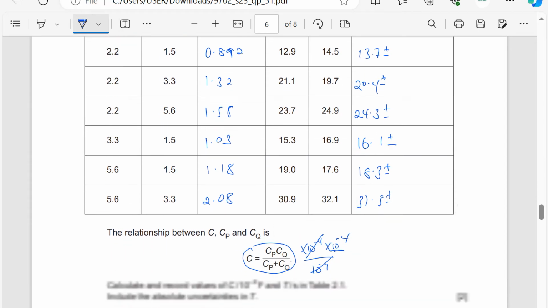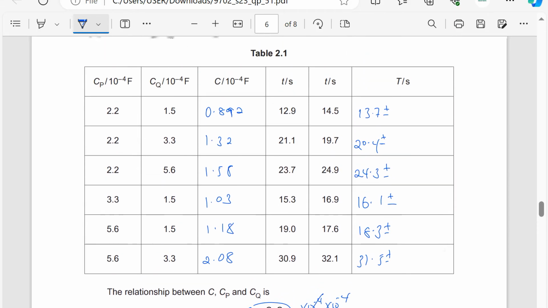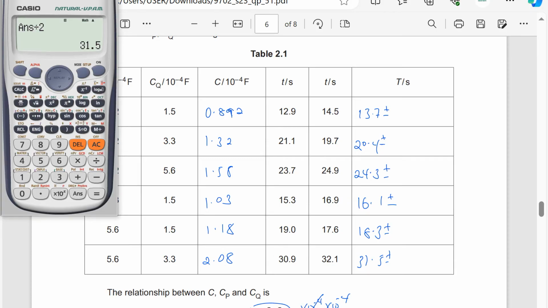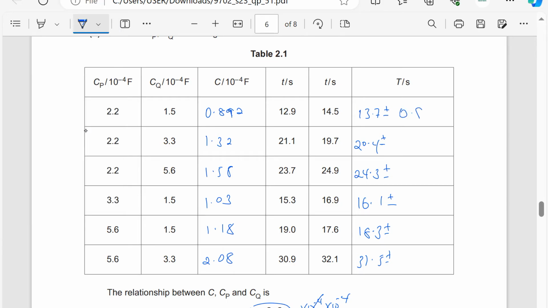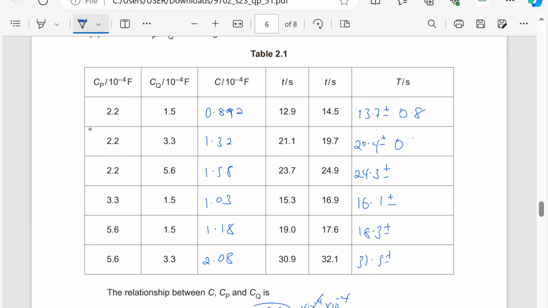Okay, so let's also find the uncertainty. Of course, the uncertainty is going to be half of the range. So for the first one, you just subtract, don't mind about the negative, just minus and divide by 2. So 14.5 minus 12.9 divided by 2. That is plus or minus 0.8. The next one is 21.1 minus 19.7 divided by 2. So this is plus or minus 0.7.